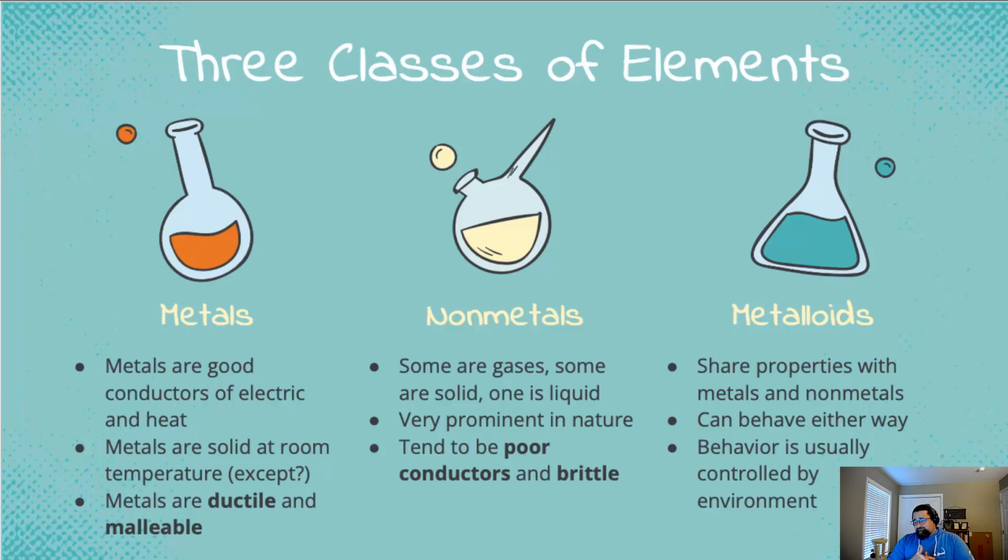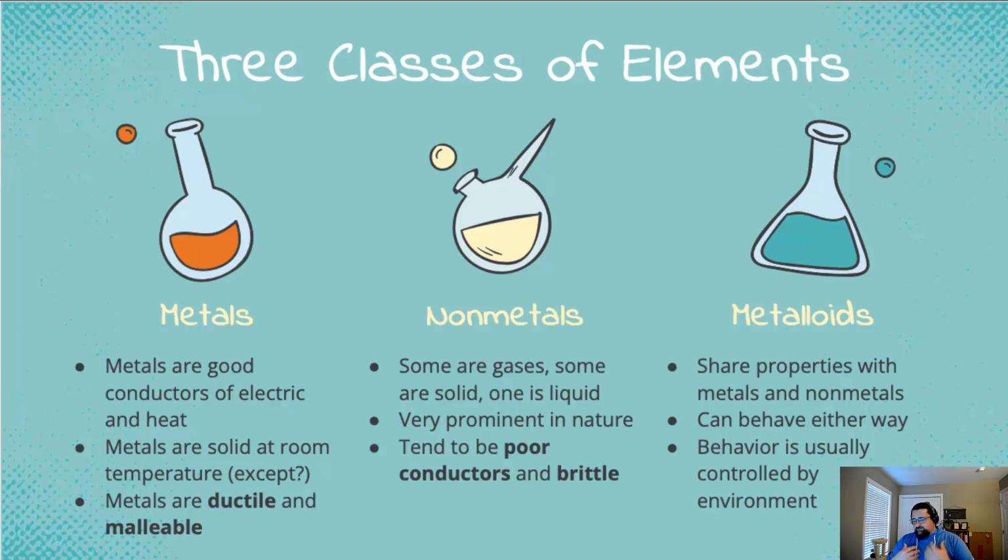Our nonmetals are going to be gases and solids at room temperature, except for one of them, which is bromine. All right, bromine is a liquid at room temperature. It's a red-looking liquid. And those are the only two, bromine and mercury, the only two elements in their pure elemental form that are liquid. And so the nonmetals, I put up there very prominent in nature because, well, we're mostly made of nonmetals. We're mostly made of carbon and water, right? Which is all nonmetals. Most of the stuff we interact with on the surface of the earth and the living world is nonmetals.